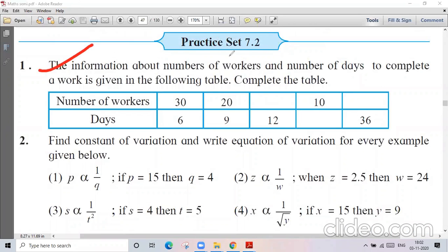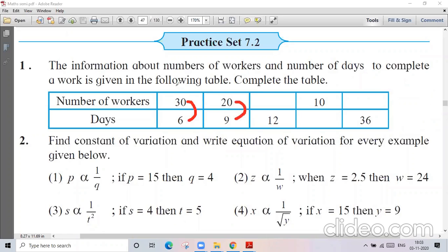The information about the number of workers and the number of days to complete a work is given in the following table, right? Naturally, suppose there is some work to do. The more workers you deploy, you will require fewer days, more workers fewer days. If you deploy fewer workers, you will require more days. So 30 workers took 6 days, 20 workers take 9 days.